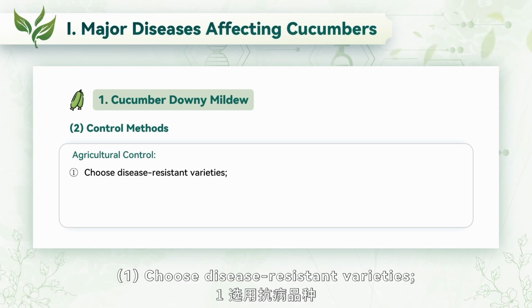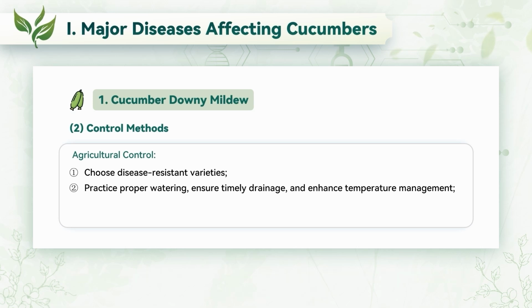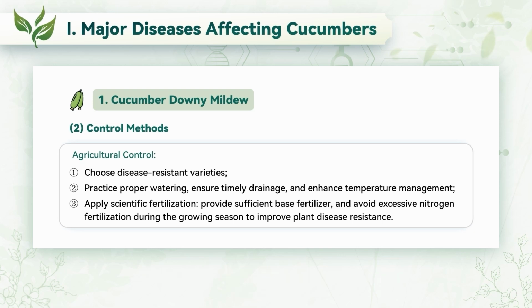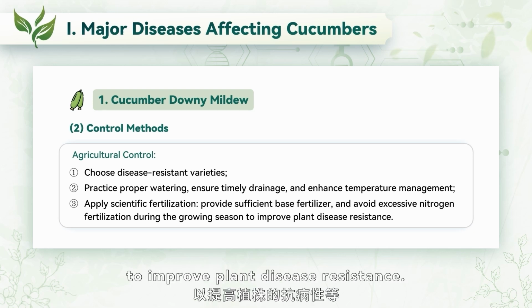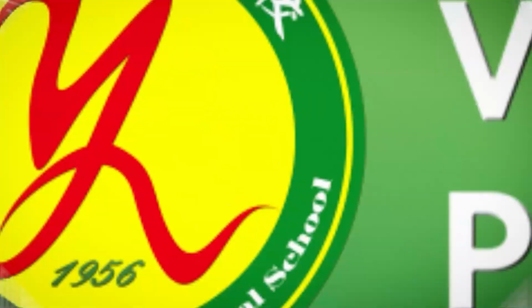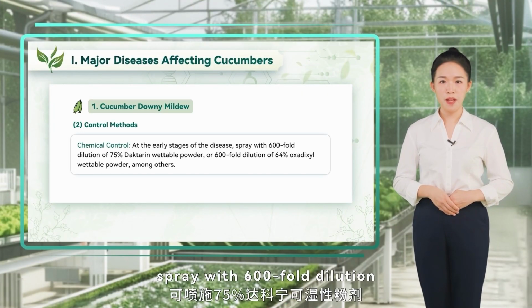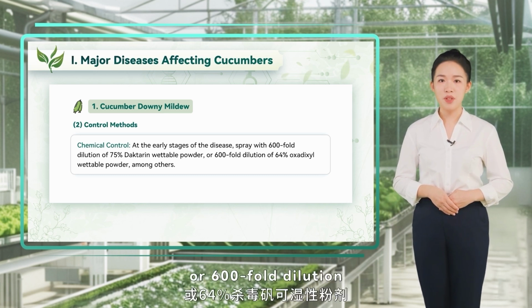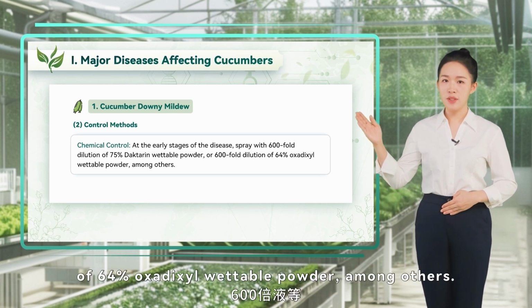1. Choose disease-resistant varieties. 2. Practice proper watering, ensure timely drainage, and enhance temperature management. 3. Apply scientific fertilization. Provide sufficient base fertilizer and avoid excessive nitrogen fertilization during the growing season to improve plant disease resistance. The second one is chemical control. At the early stages of the disease, spray with 600-fold dilution of 75% dactyrin wettable powder or 600-fold dilution of 64% oxidixyl wettable powder, among others.